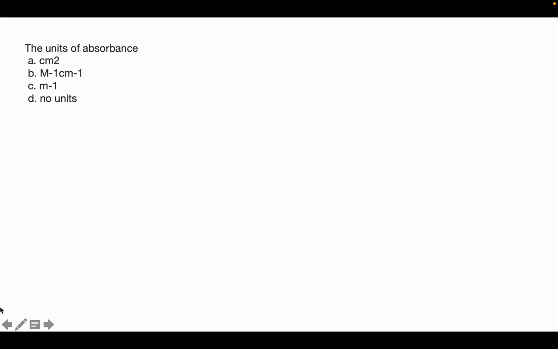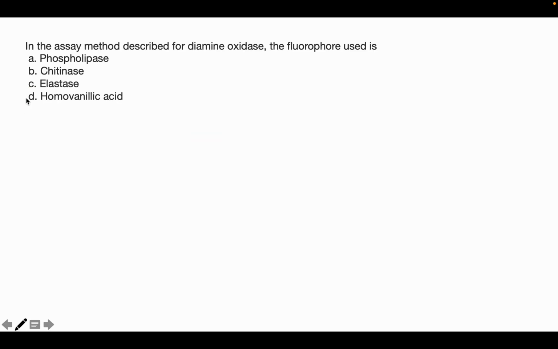The unit of absorbance is, so absorbance is basically log of I0 upon I, where I0 is the intensity passing through the reference upon the intensity of the sample. So basically it's a ratio of intensities, and that's why it has no units.